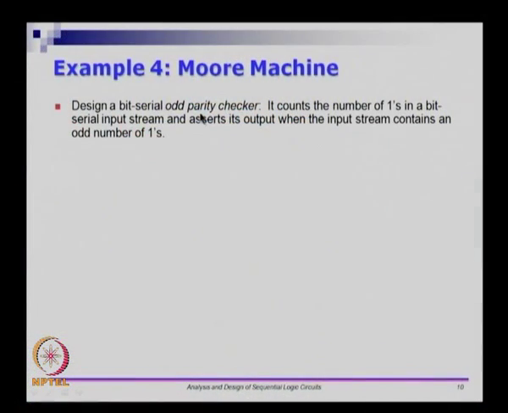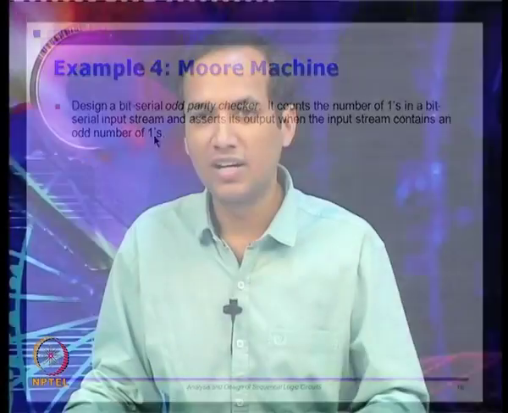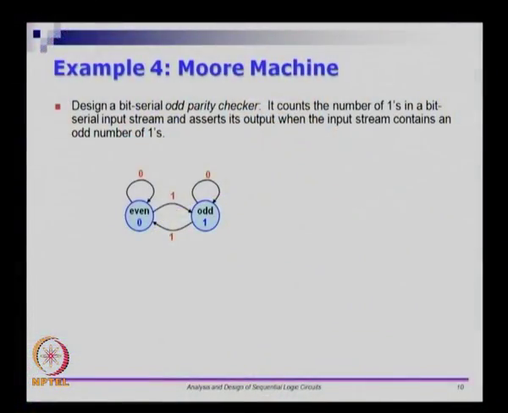Then let us design a few other circuits. Design a bit serial odd parity checker. So it counts the number of ones in a bit serial input stream, and it asserts the output when the input stream contains an odd number of ones. So if there is an odd number of ones, produce a 1, if there is an even number of ones, produce a 0. So that is what an odd parity checker is. Parity stands for the number of ones, and if it is an odd parity, the number of ones is odd. So that is a very simple state machine actually.